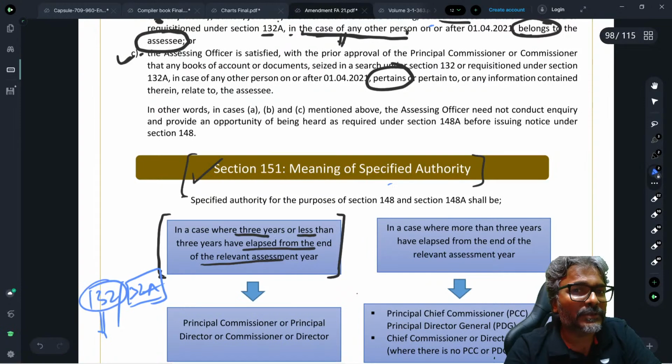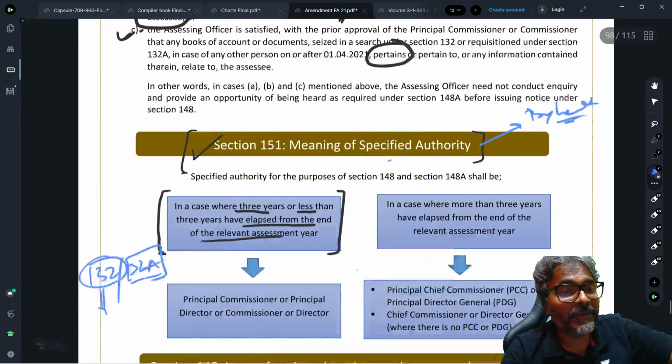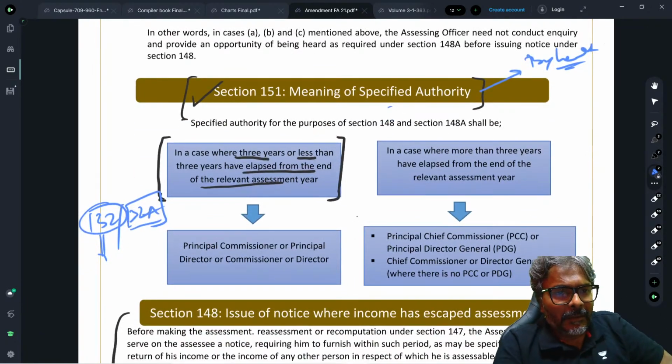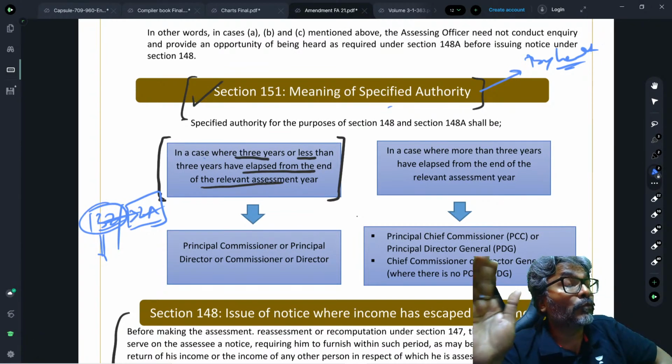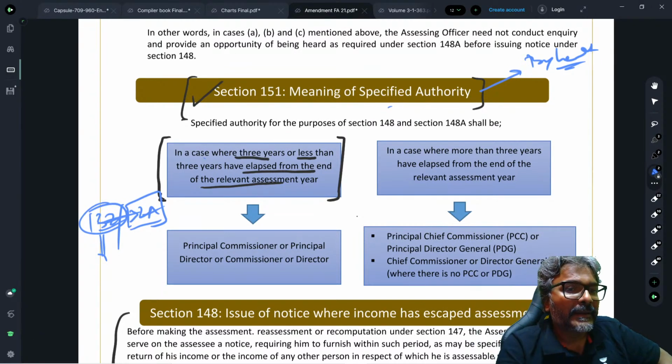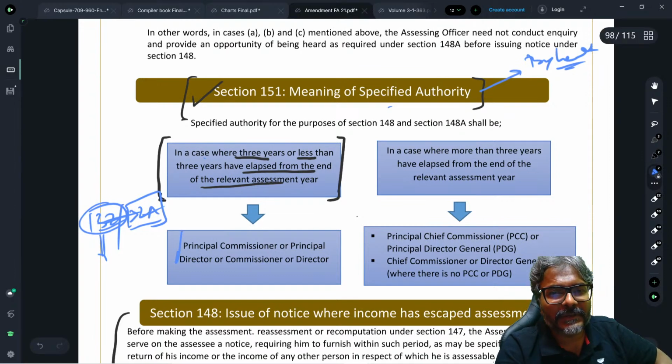Now, specified authority, students, please learn this by heart, because this is ICF's favorite question, in old syllabus also. And what is that? In case where 3 years, the specified authority with whom the approval has to be taken. In case where 3 years or less than 3 years has elapsed from the end of the relevant assessment year, principal commissioner. So up to 3 years, kind of a thing.